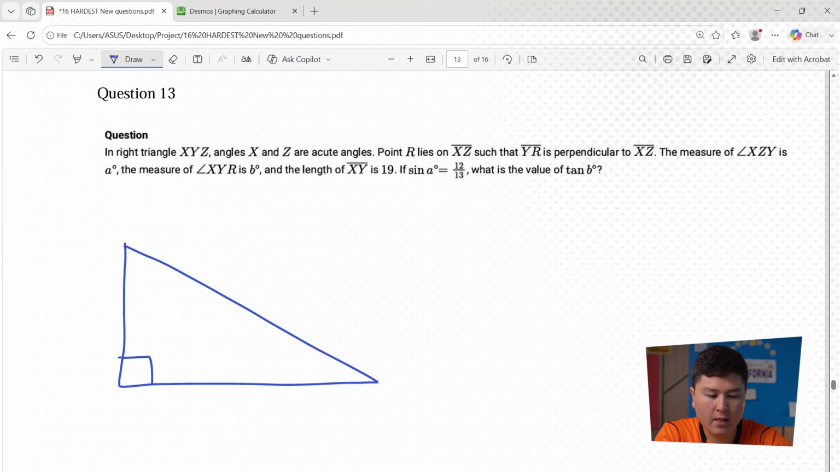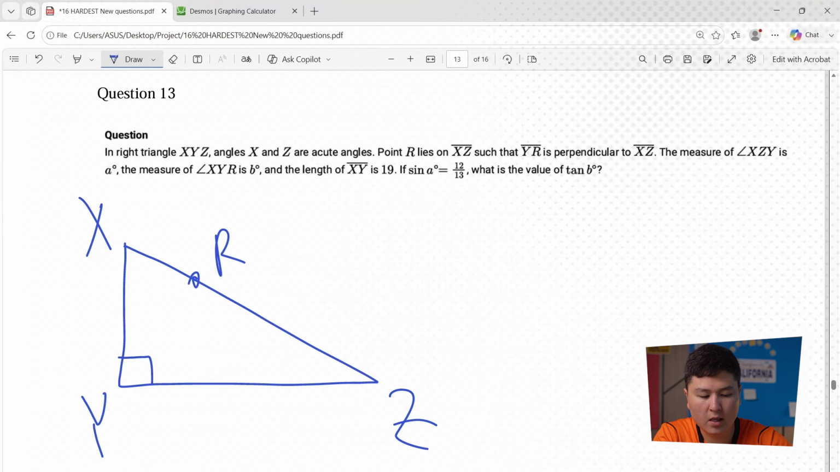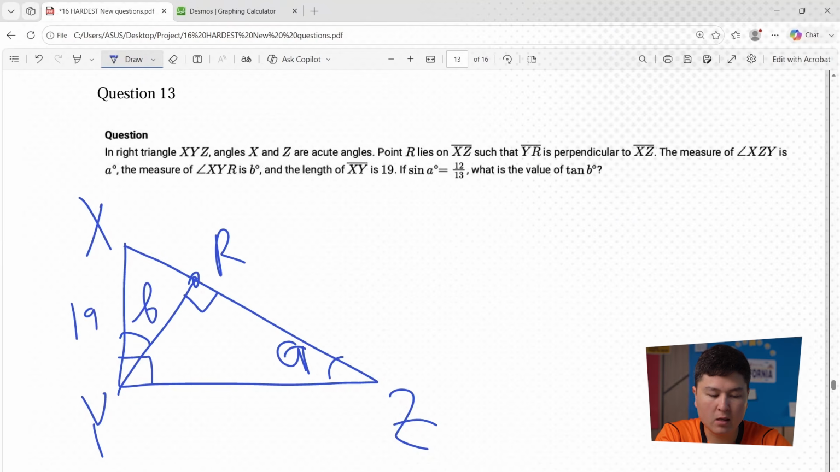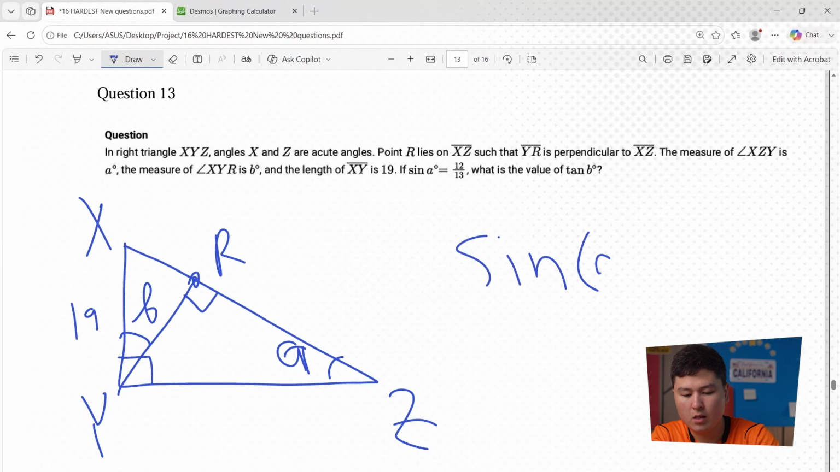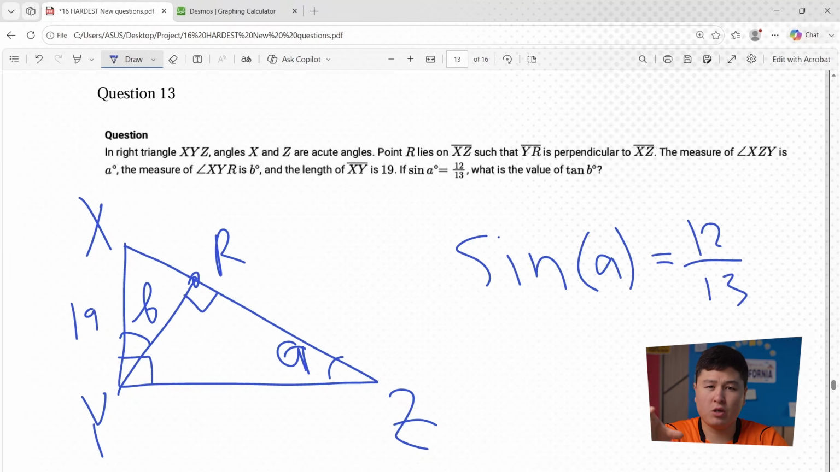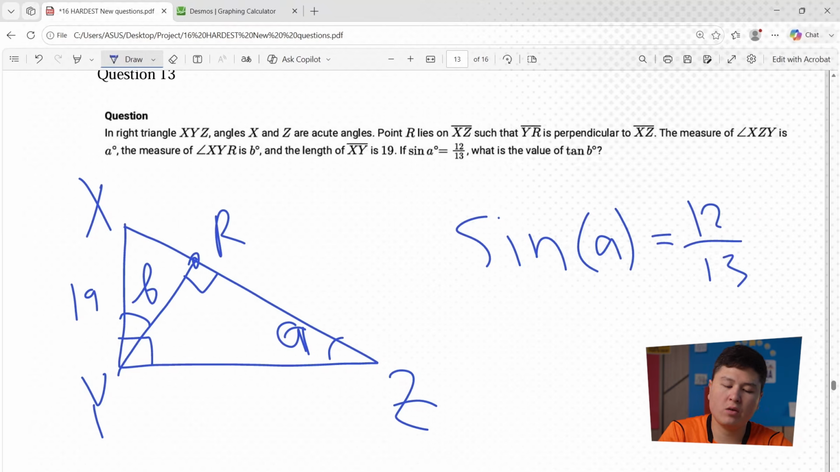So now x and z are acute, and y is the right angle. And you have point R on xz such that yr is perpendicular to xz, and angle xzy, this is A, and angle xyr, this is going to be B, and xy is 19, and you are given that sine A is equal to 12 over 13, and the question is asking you tangent B, because here most of the students just use the sine ratios like the opposite over the hypotenuse and the tangent ratios, but no. Guys, if you understand one thing here, you can easily solve it.